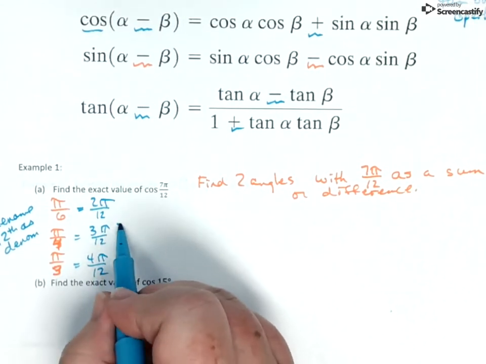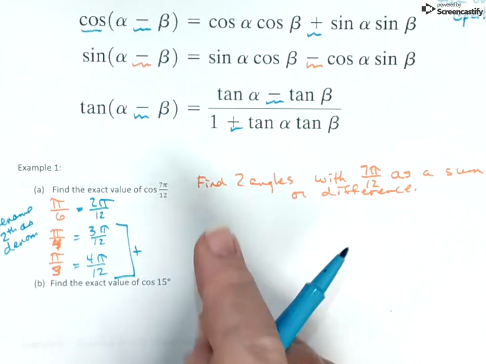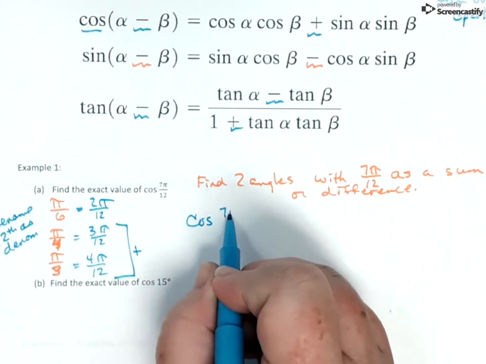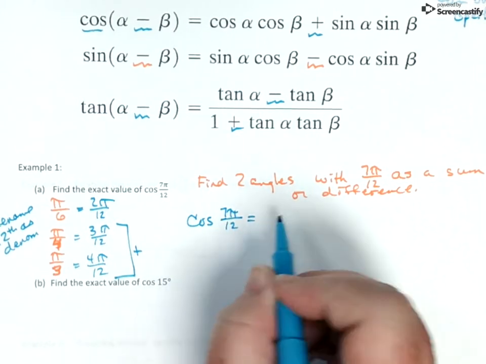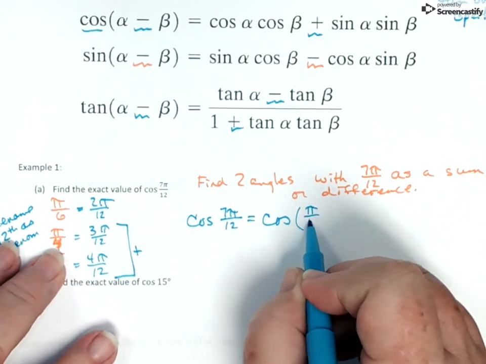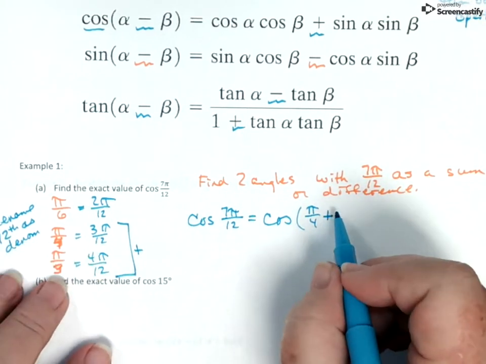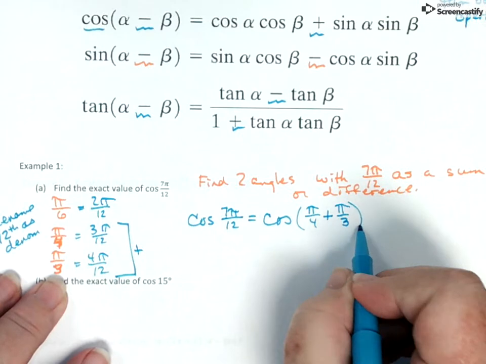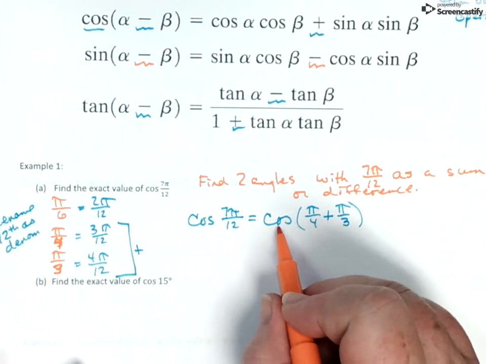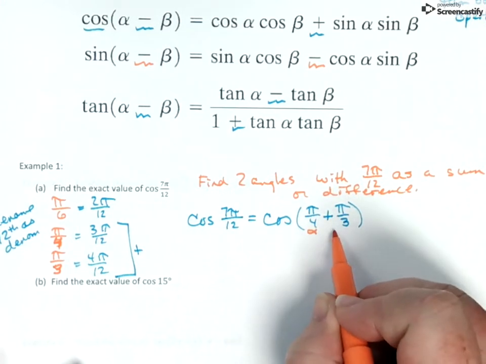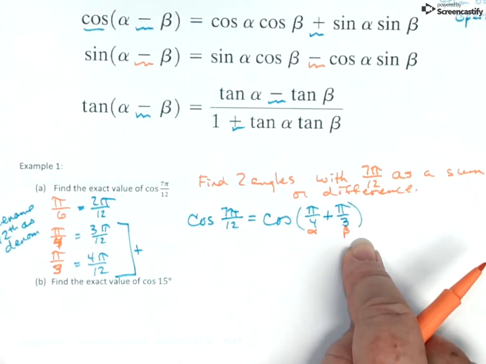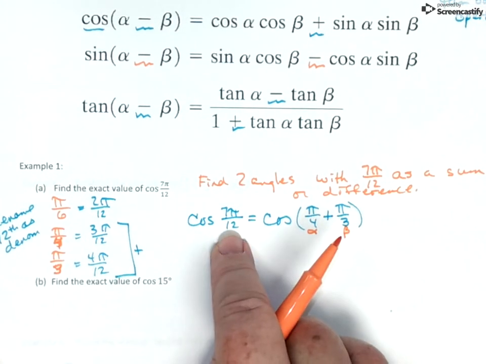Well, now I've got two angles that add up to 7 pi over 12. So I'm going to rewrite cosine of 7 pi over 12 as the cosine of pi over 4, which is 3 pi over 12, plus pi over 3. Now I want you to recognize this is cosine of alpha angle and cosine of beta angle. So I have an alpha and I have a beta, and those add up to 7/12.